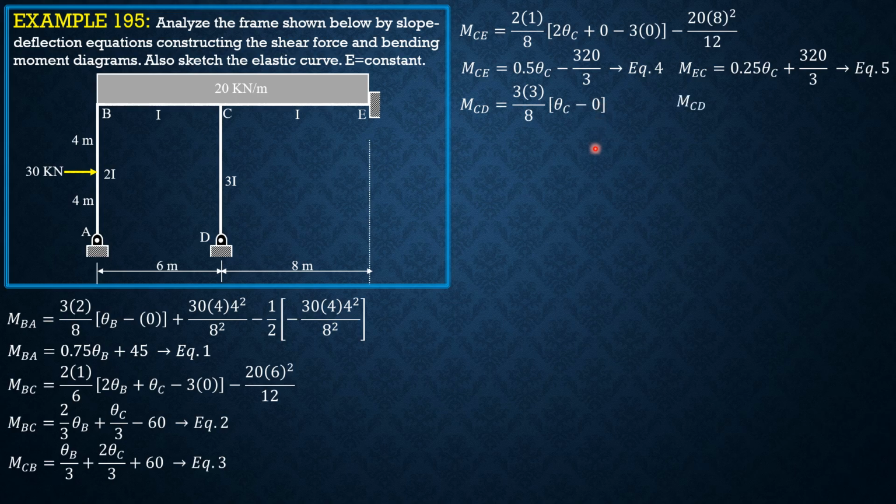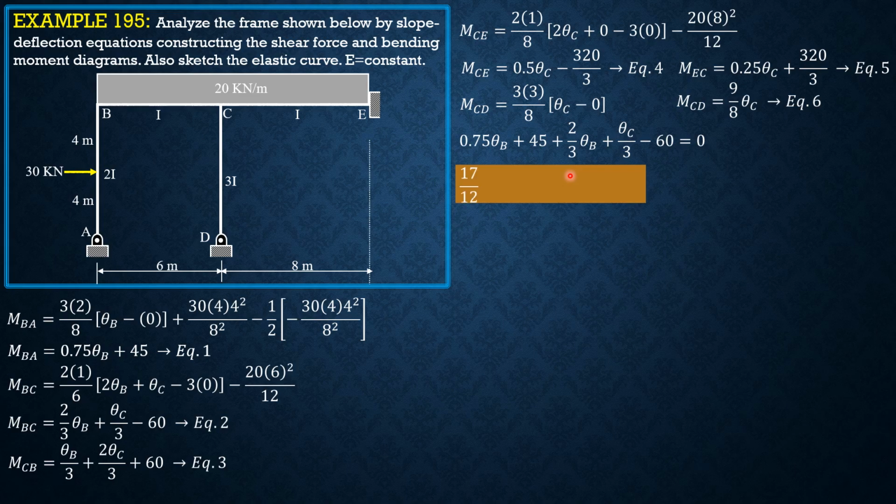So simplifying, MCD is 9/8 of theta C. Equation 6. We now have the equilibrium equation, MBA plus MBC equals 0. MBA is 0.75 theta B plus 45, while MBC is 2/3 theta B plus theta C over 3 minus 60 equals 0. So combining like terms, then setting up the first equation, 17/12 theta B plus theta C over 3 equals 15. Call that equation A.